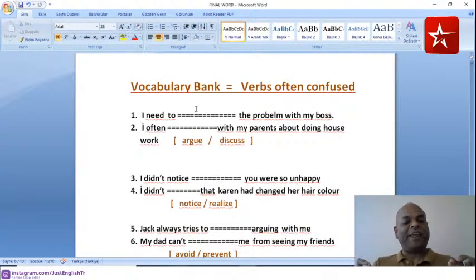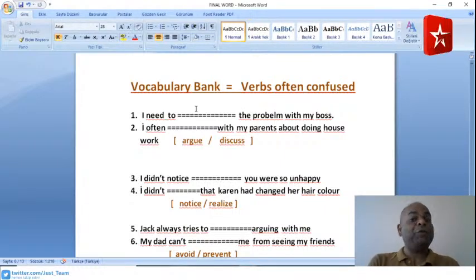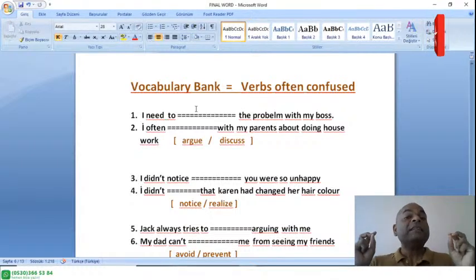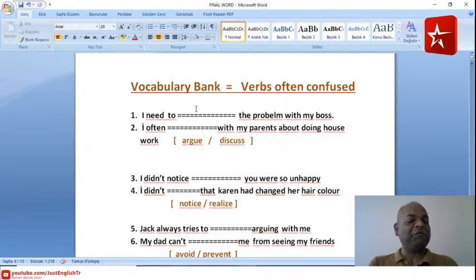So we can do this together. Alright, verbs often confused. In the first hour, we talked about verbs and all about the modal verbs. Now we're going to talk about vocabulary bank, which is on page 152 in your English files.